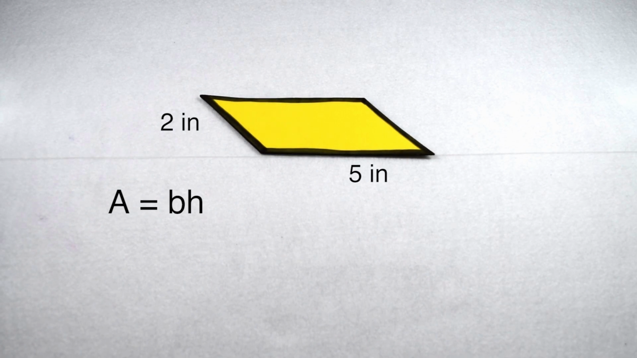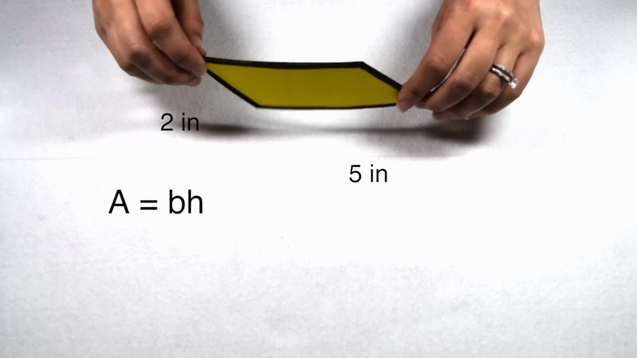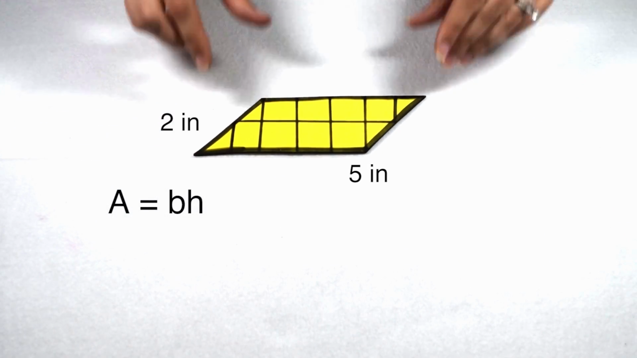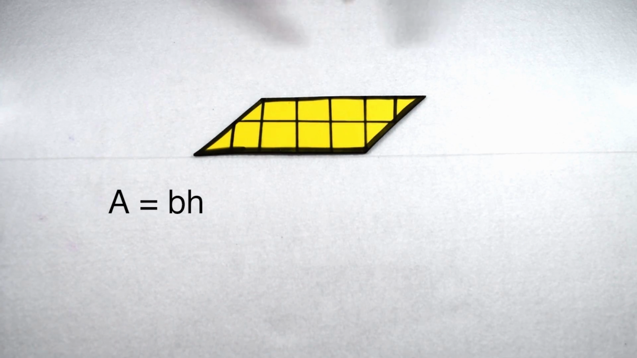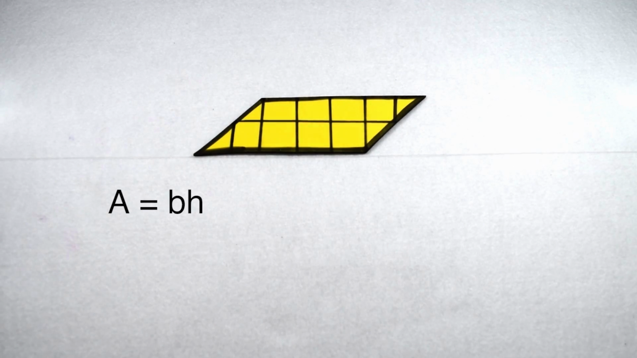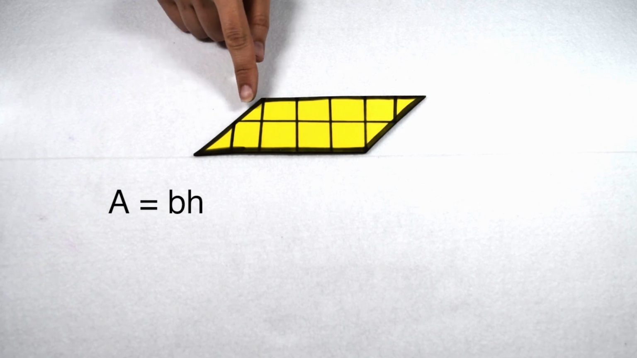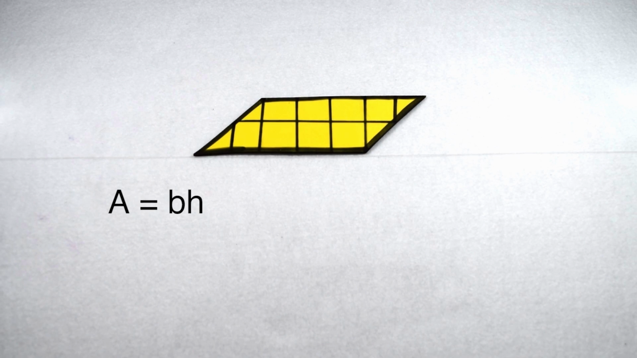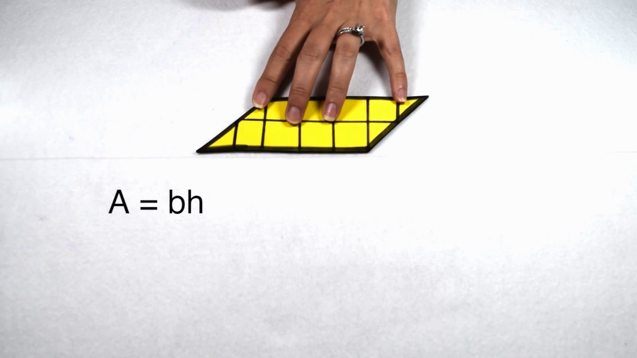To start out, we're going to take this parallelogram and break it down into squares worth 1 inch each. When we do that, we see we have some whole squares and we also have some partial squares. If we count them and estimate the partial pieces, we come out with an area of about 10 square inches. Let's see if we can verify if that's true.